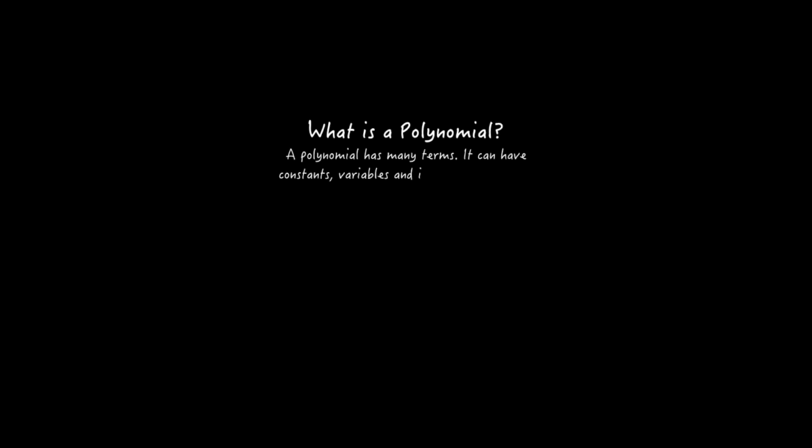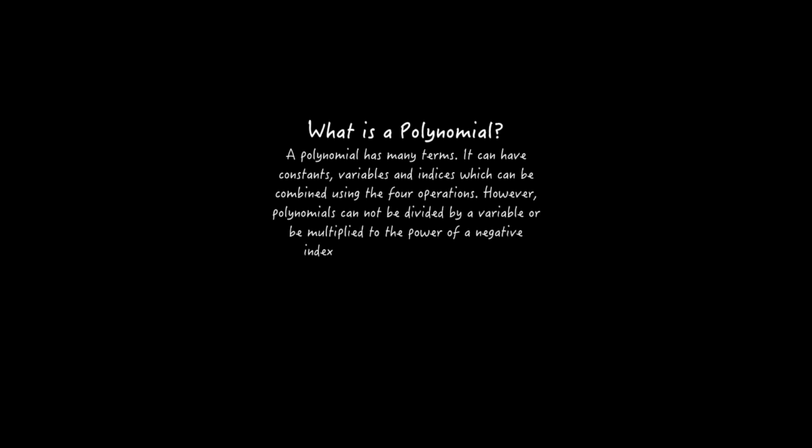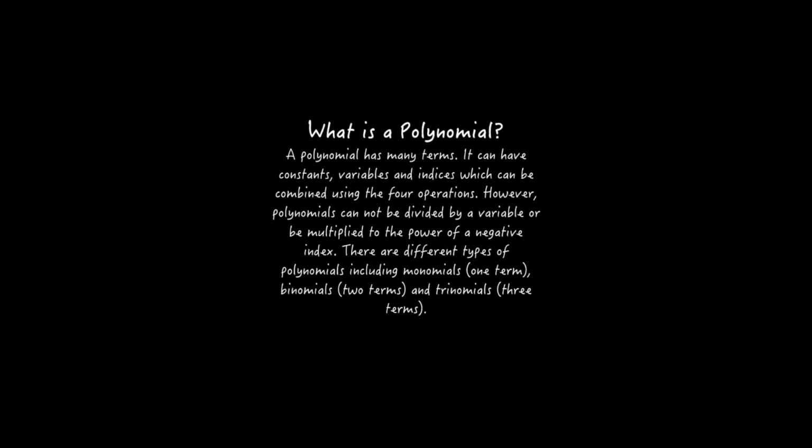What is a polynomial? A polynomial has many terms. It can have constants, variables, and indices, which can be combined using the four operations. However, polynomials cannot be divided by a variable or multiplied to the power of a negative index. There are different types of polynomials, including monomials, one term, binomials, two terms, and trinomials, three terms.